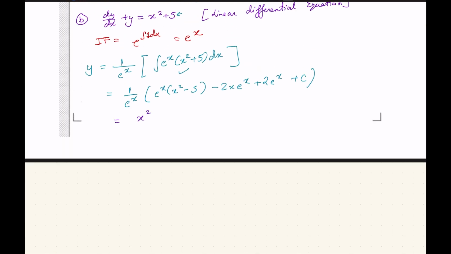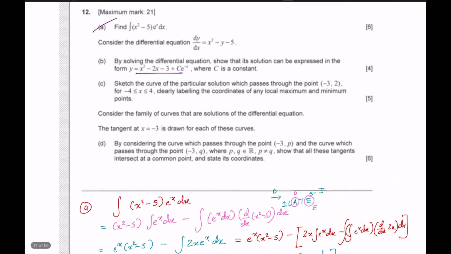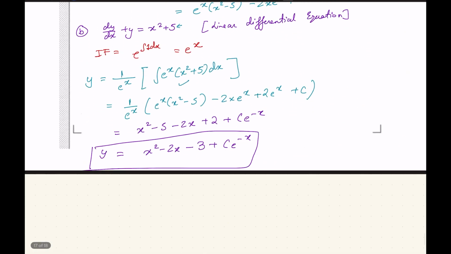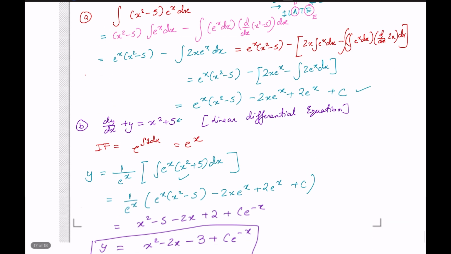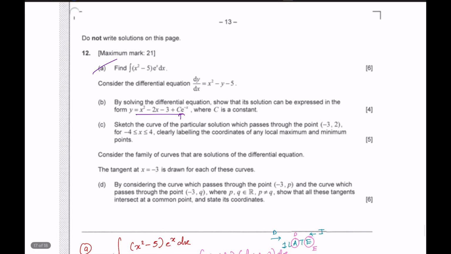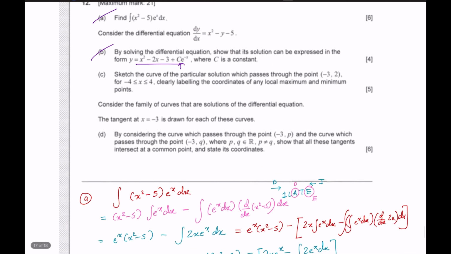When I open the brackets, I'll get x squared minus 5 minus 2x plus 2 plus c e to the power minus x. So x squared minus 2x, minus 5 plus 2 is minus 3. And then I'll get plus c e to the power minus x, which is y. If you check the value here, x squared minus 2x minus 3 plus c e to the power minus x, it exactly matched with the expression here. So that is your answer.